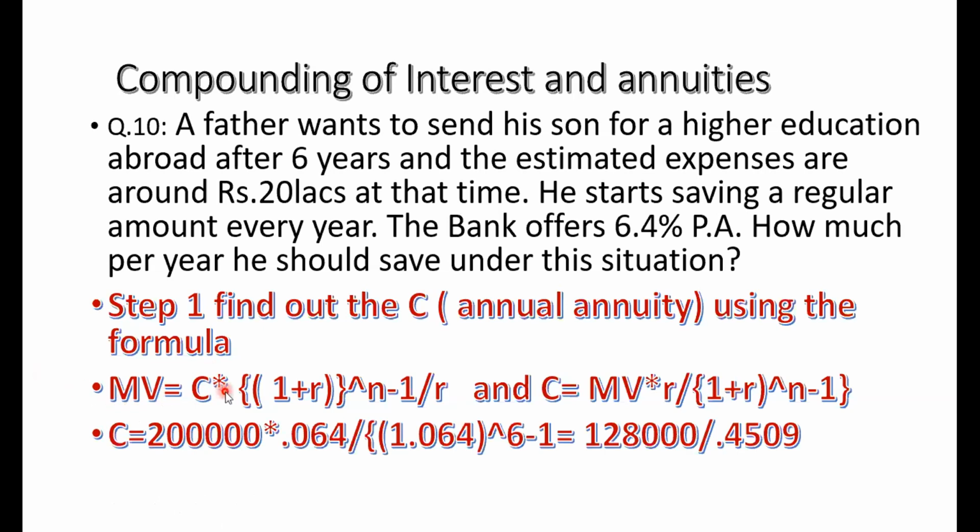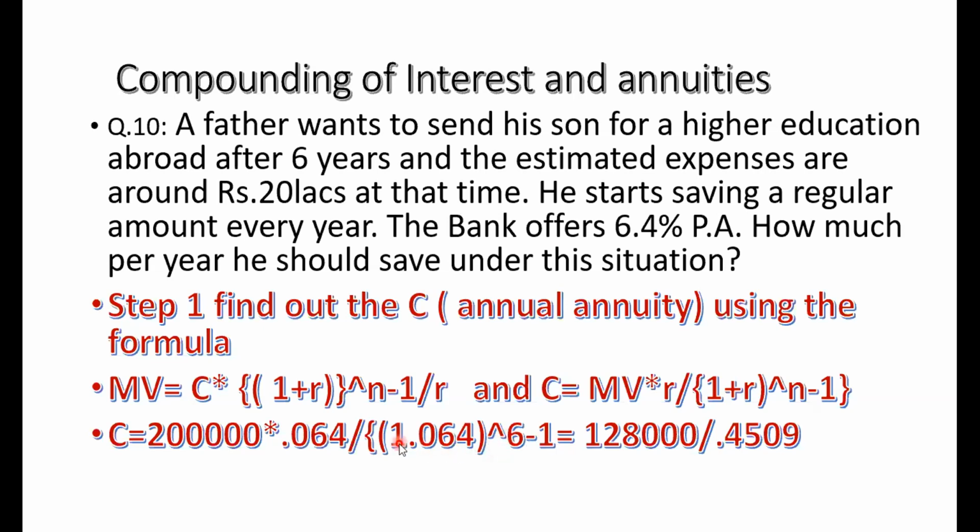So now C is equal to MV multiplied by R; this divider will multiply and this will be divided. So C is equal to R into MV. MV is 20 lakhs, he wants 20 lakhs after 6 years. So 20 lakhs into R, R is 0.064, divided by 1 plus R, that is 1.064 to the power 6 minus 1.